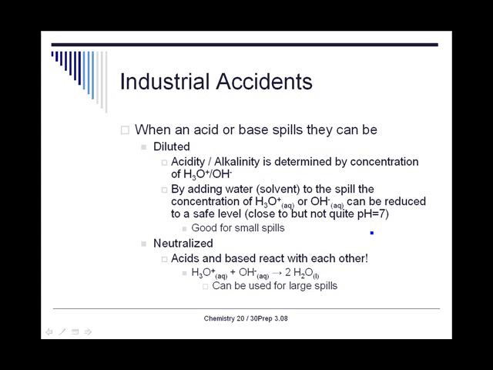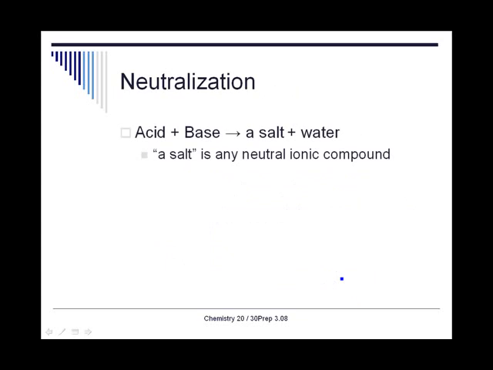For larger spills, we know that acids and bases react with each other. Acids produce hydronium ions, bases produce hydroxide ions, and when the two get together, they react to form water, and water is a pretty safe product. So for larger spills, sometimes it's easier to add an acid or a base depending on what you've spilt. If you spilt an acid, you're going to add a base. If a base has been spilt, you would add an acid to neutralize that hazardous material.